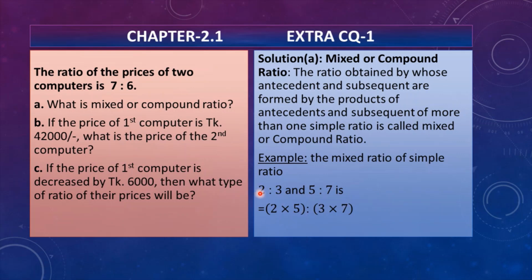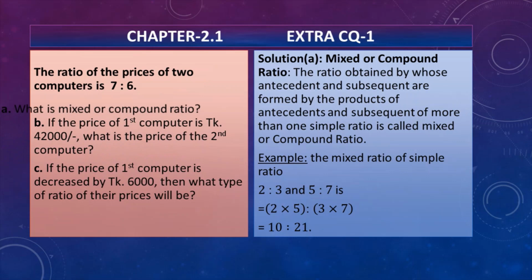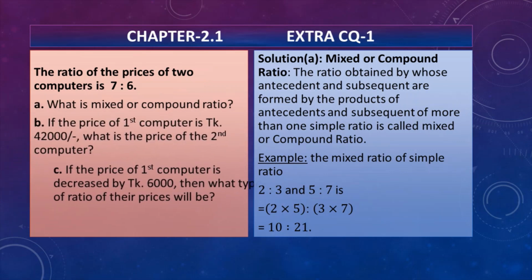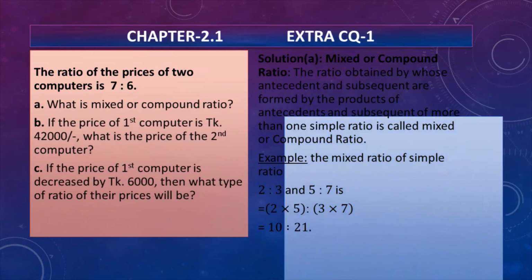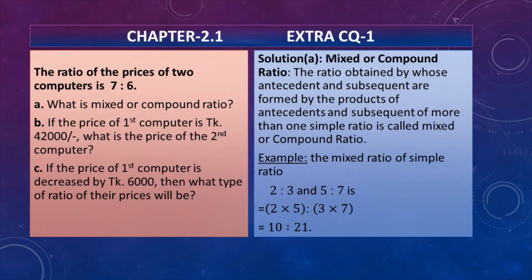At first we will multiply antecedent with the antecedent, then subsequent with the subsequent. So 2 multiplied by 5 is to 3 multiplied by 7. Then we get 10 is to 21, that is the desired compound or mixed ratio. So my dear students, this is the creative question number 1 extra we will solve, and these are the 3 questions. And already we have solved question number A. This is mixed or compound ratio, and this is the example. 10 is to 21 is the mixed or compound ratio.